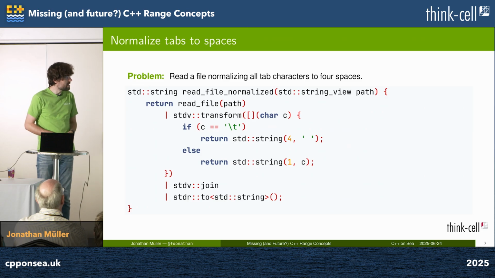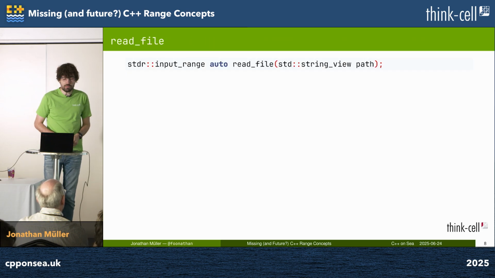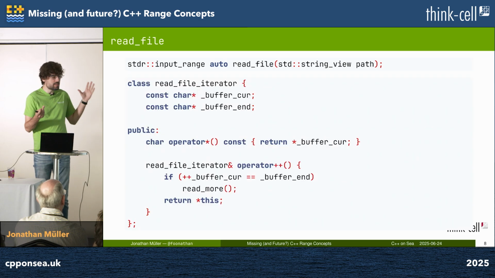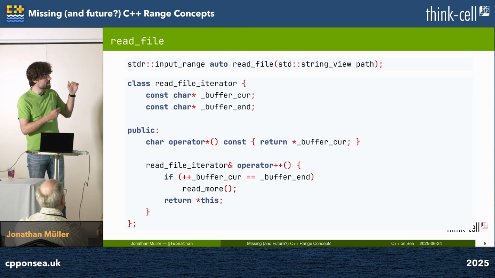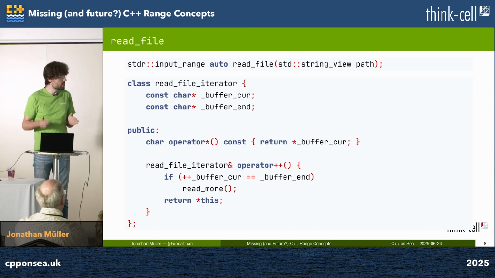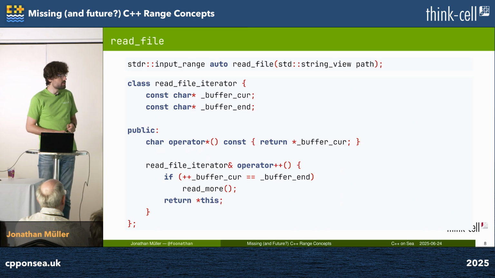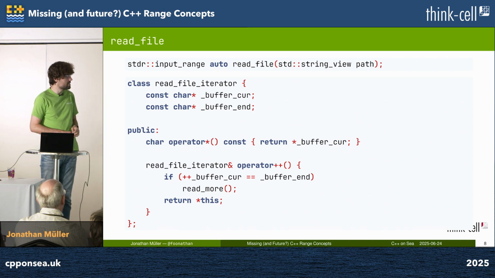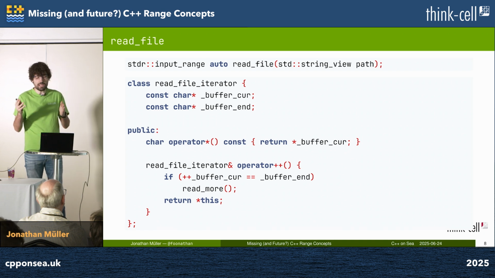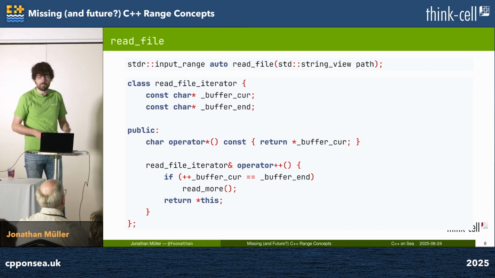The only thing that's non-standard is the read file function. So the read file function takes a path and returns an input range. And the core implementation looks something like this. So it's based around iterators. In the iterators, we maintain a buffer of characters. So we don't want to call the file API function for every single character. So instead, we have a buffer. The dereference operator of the iterator just returns whatever character we have in the buffer. And then we increment it in the increment operator. And if we reach the end, then we will read more, fill the entire buffer, reset the pointers back to the beginning, and continue iterating.